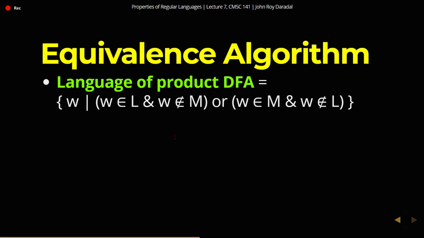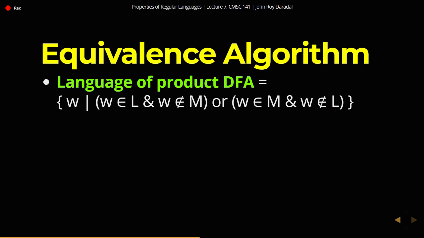So the language of the product DFA that we are creating for the equivalence algorithm is the set of strings W such that W is in L but W is not in M, or W is in M but W is not in L.